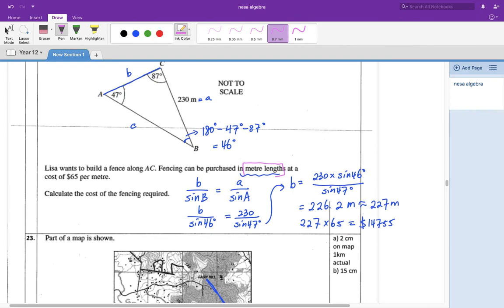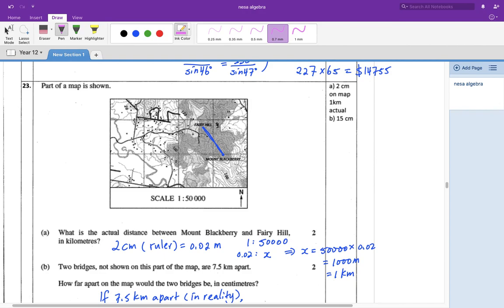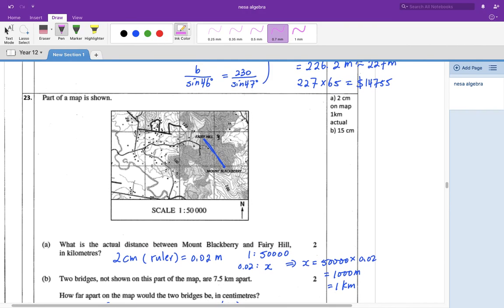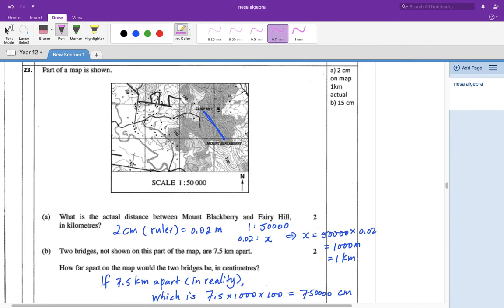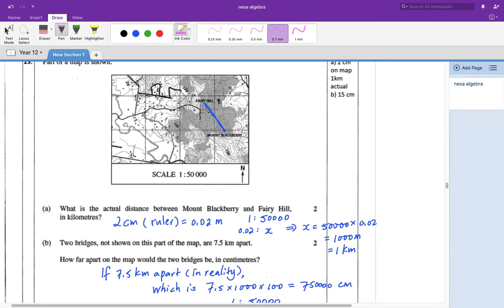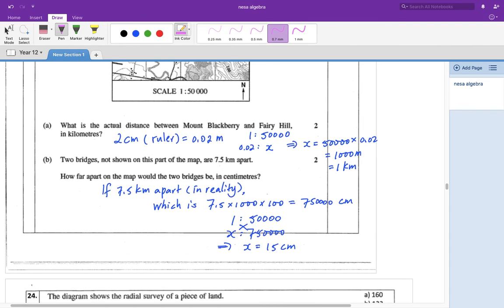Alright, 23. You measure that it's 2 centimeters, and change it into meters, because if you go from a map to the actual length, it will definitely be in meters or kilometers. So it's 0.02 meters, and you know the scale factor is 1 to 50,000. 1 stands for what's on the map, in this case 0.02, and x is how much it is in reality. After cross multiplying, x is 1,000 meters. So that's 1 kilometer, right? Because the question asks you to write it in kilometers.